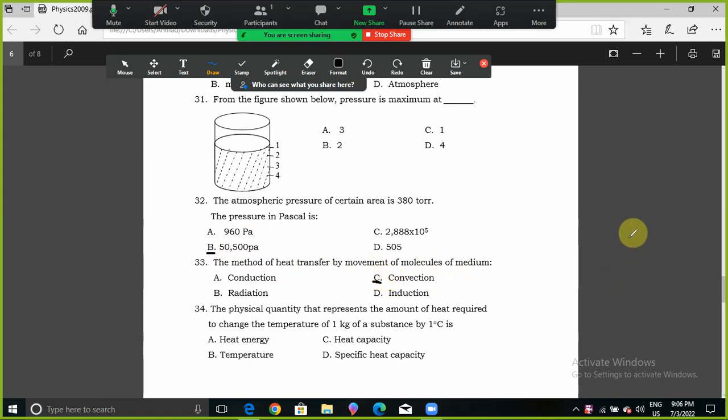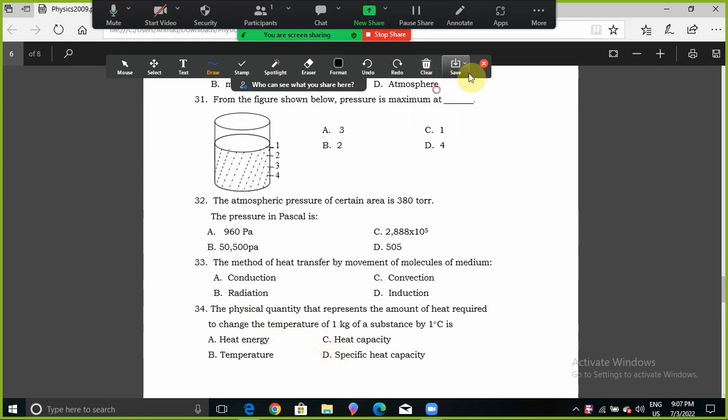Now in question number 34, the physical quantity that represents the amount of heat required to change the temperature of 1 kilogram of a substance by 1 degree Celsius is what? Heat energy, temperature, heat capacity, or specific heat capacity? First of all, he says the physical quantity that represents the amount of heat required. Since it is per kilogram, it is a specific one. So of course, the answer is specific heat capacity. So the answer for question number 34 is D.